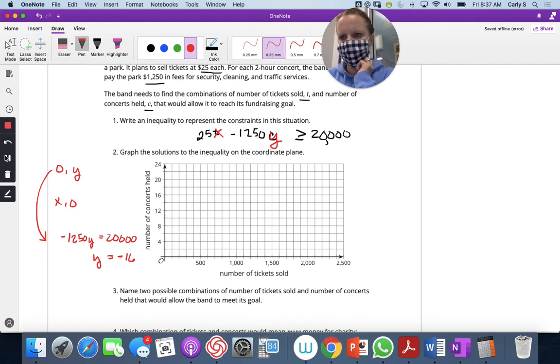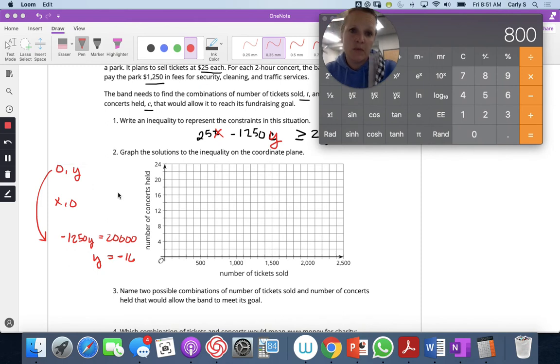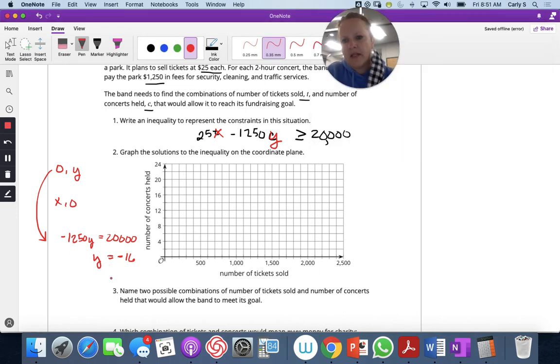Hold on. This video has been very difficult to record. I had to move again. So usually when I'm graphing, I find the x-intercept and the y-intercept and graph it. But here the y-intercept is a negative 16, which if we extend this down is way down here. So not the easiest way to graph. If we find the x-intercept, let's do that.